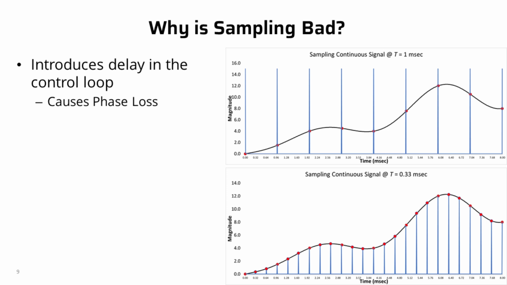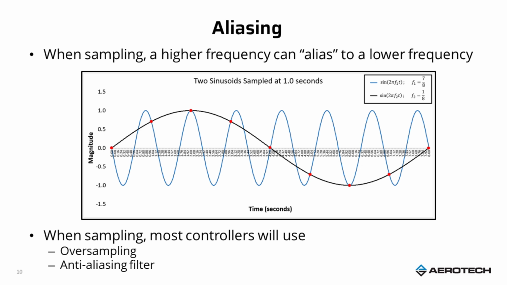And so on the bottom signal on the right, you see, okay, now I sample the signal at 0.33 milliseconds each, and I feel like that representation of that continuous signal is much more faithful to what really is going on than the top one. And so we want to try to decide that.